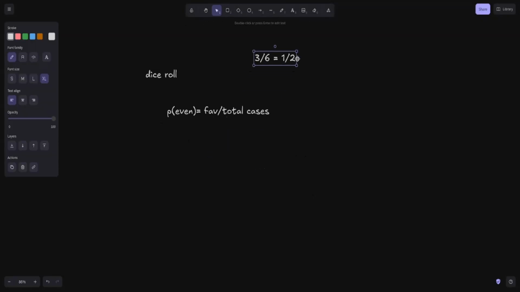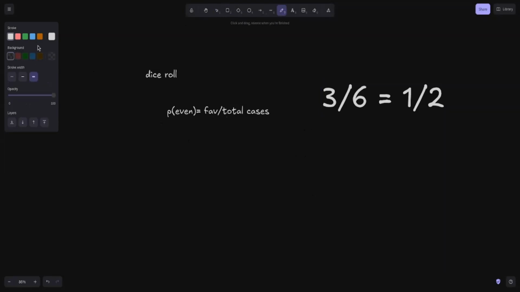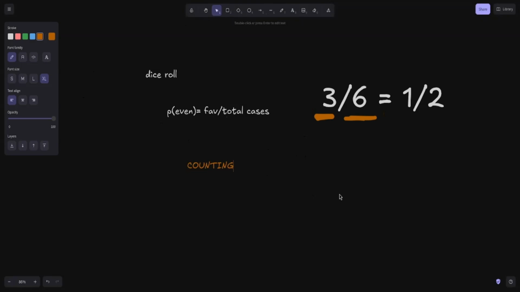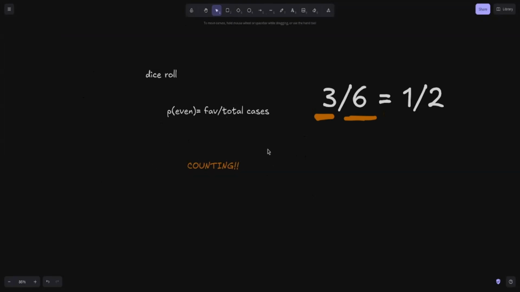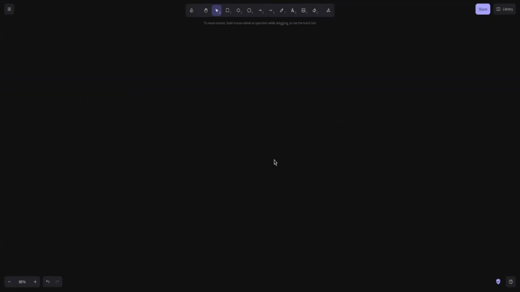So can you tell me what is the most important thing in this? The most important thing in this is finding this number 3 and number 6. So this is the thing we need to find in reality. So today we are going to talk about nothing but counting. How do we count? As simple as that, nothing else.